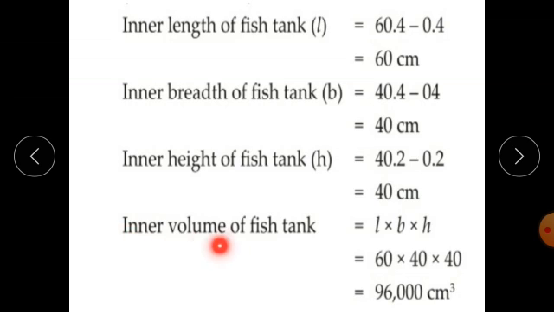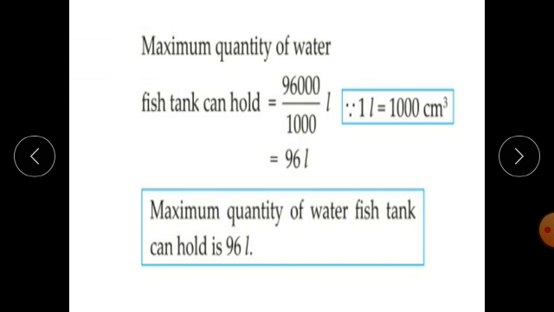Now inner volume of fish tank equals length into breadth into height, because what is the volume of a cuboid? Length into breadth into height. So inner volume of fish tank equals 60 into 40 into 40, equals 96,000 cubic centimeters.